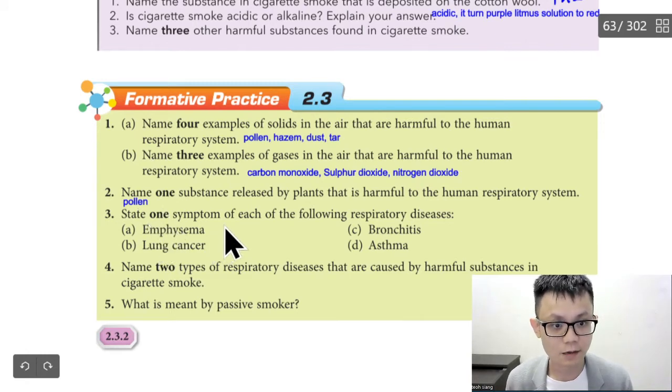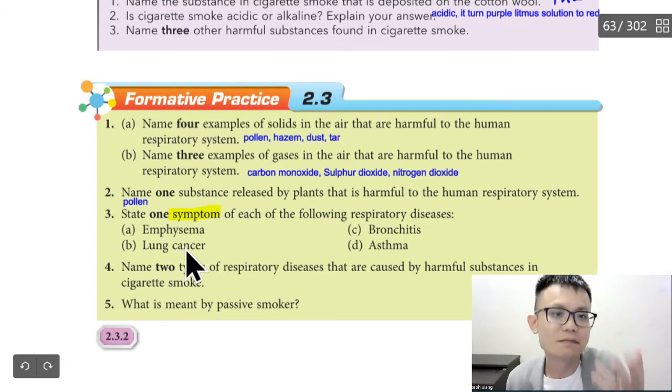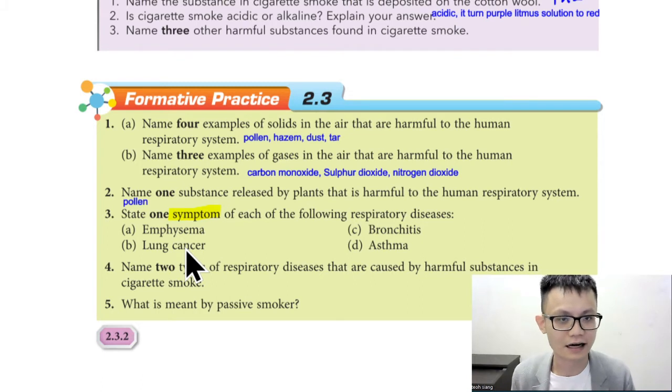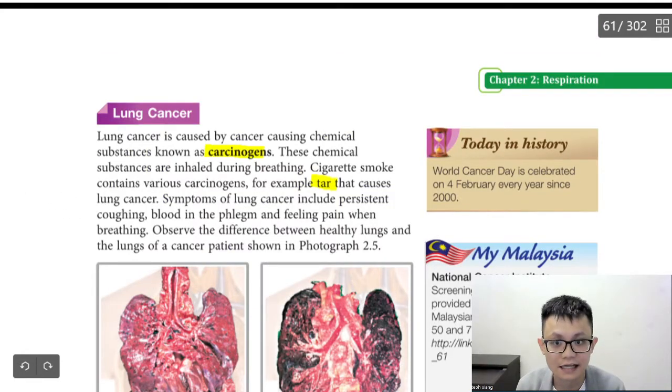State one symptom of each of the following respiratory diseases. One symptom. Symptom means the thing that you can see, for example, coughing, or difficulty in breathing after you got lung cancer. So one symptom for each of these. So we can see the answer from here.